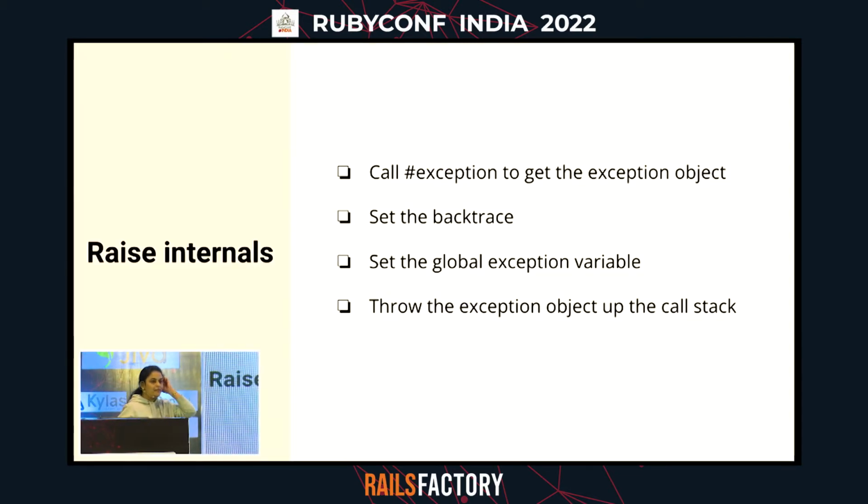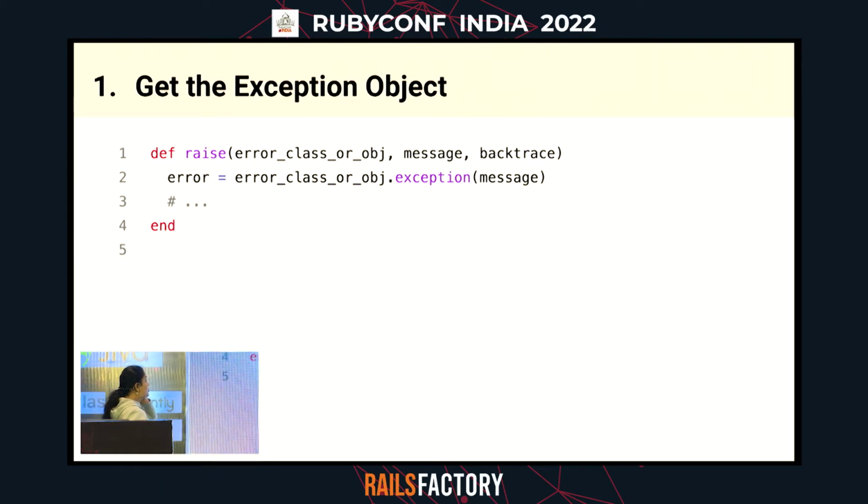Now, raise can be broken down into 4 steps. Let's see each of those in turn. First is to get the exception object. Raise uses the exception method to request an exception object. The built-in exception class in Ruby has defined the exception method on both the instance as well as the class level. You can implement your own exception methods as well, as we know that every built-in method in Ruby can be overridden.